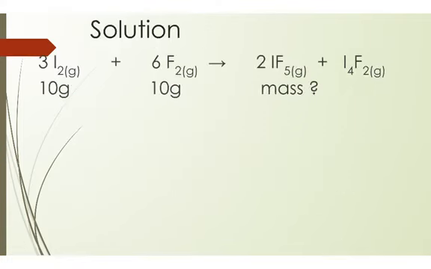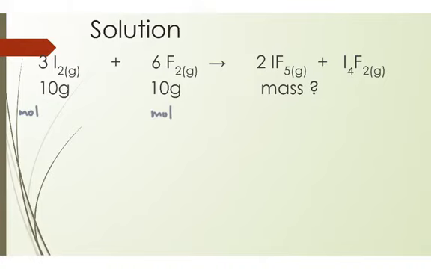We've got our balanced equation. I want to know the mass of the IF5, and again, I've got 10 grams of both I2 and F2. Again, the fact that we have both ingredients, both reactants given a mass is the identifier that this is a limiting reagent scenario. So step 1 is going to be turn both of these masses into moles. So let's set that up.